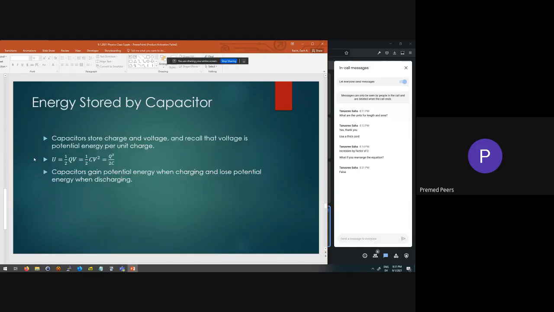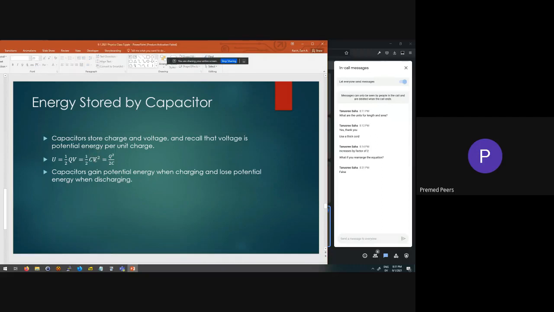Energy storage. So remember from before that voltage is a measure of potential, where it's the potential energy per unit charge. So from that definition, we can get this equation here. And I'd say this one's the most important to know. The energy in a capacitor is 1/2 CV squared.